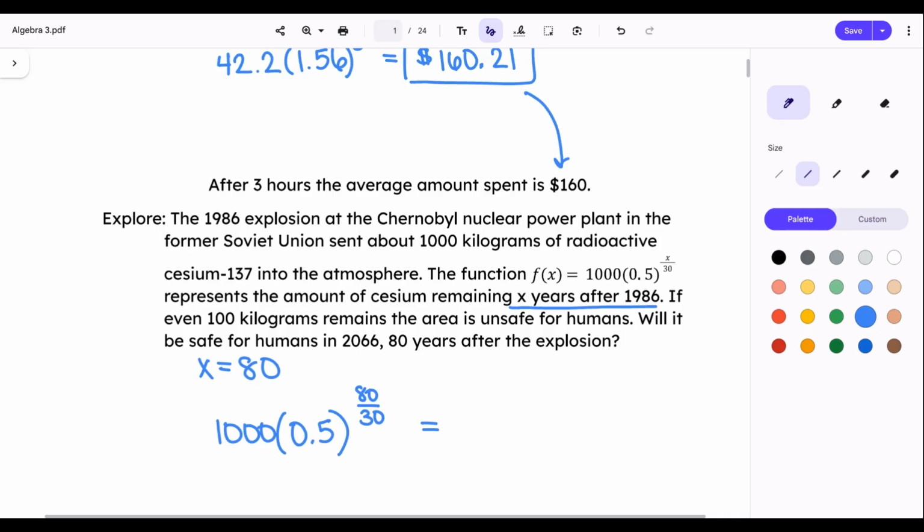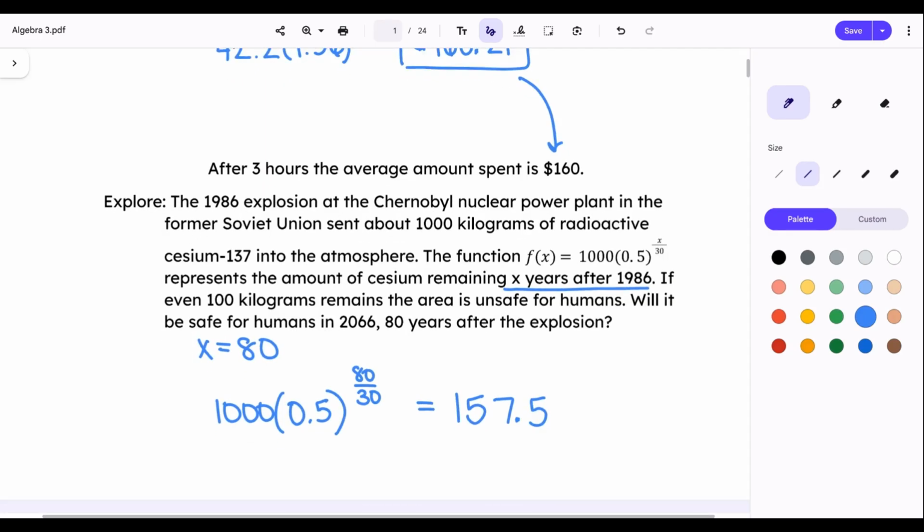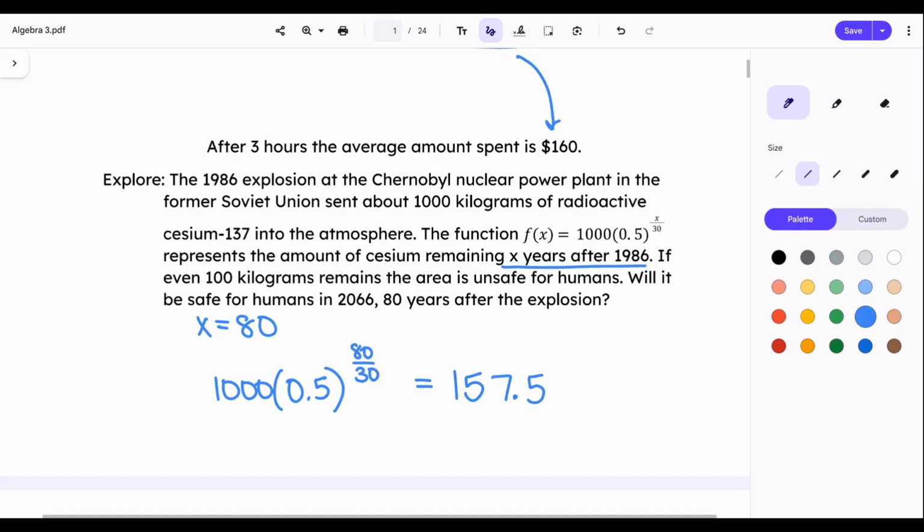Okay, so what did you guys get for an answer? If you round it, 157.5, okay? So the question asked, will it be safe for humans? So what did they say the threshold was? Yeah, and this would be kilograms, okay? So they said that if 100 kilograms remain, it's not safe. So we're still over that. So no, not safe for humans. All right, any questions on that?